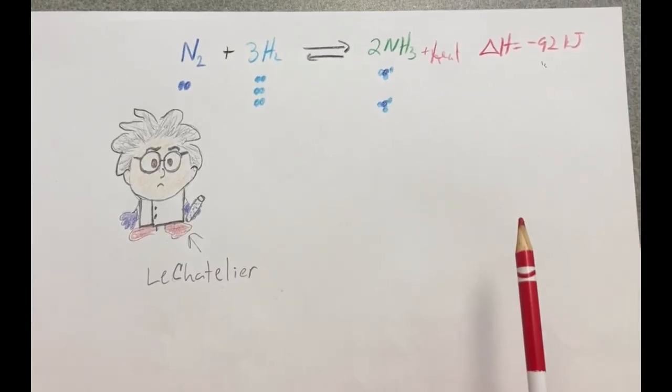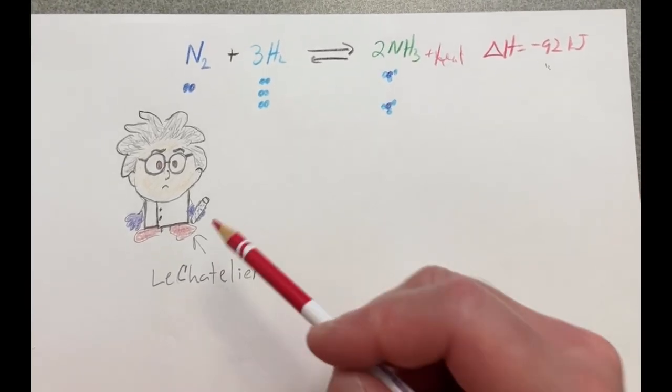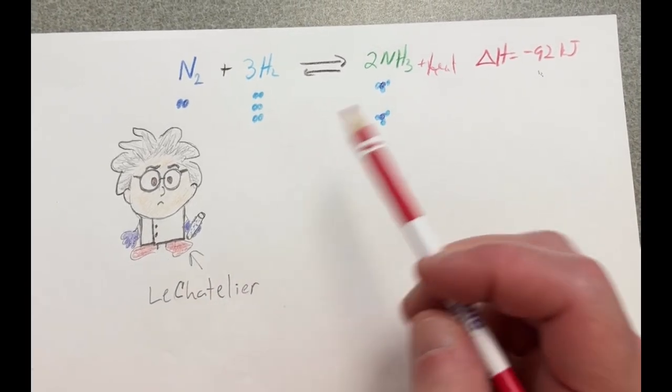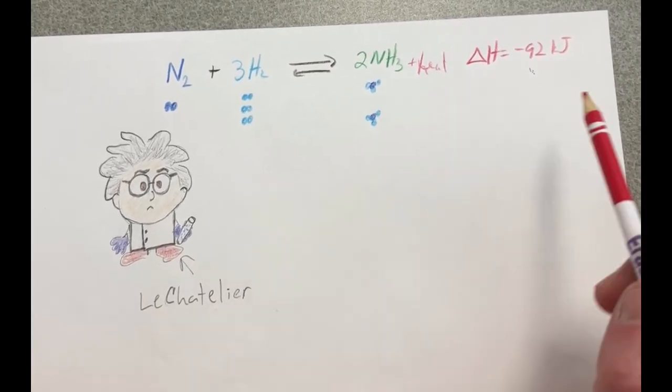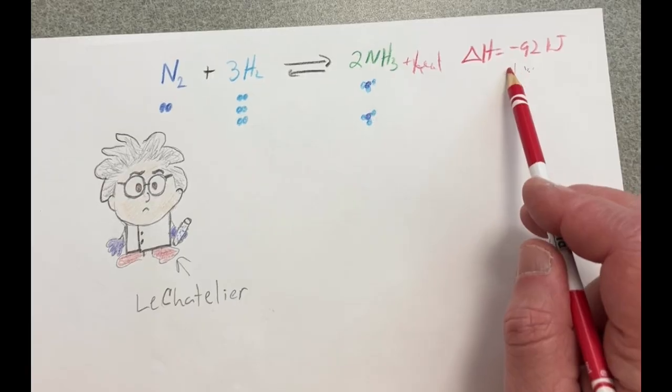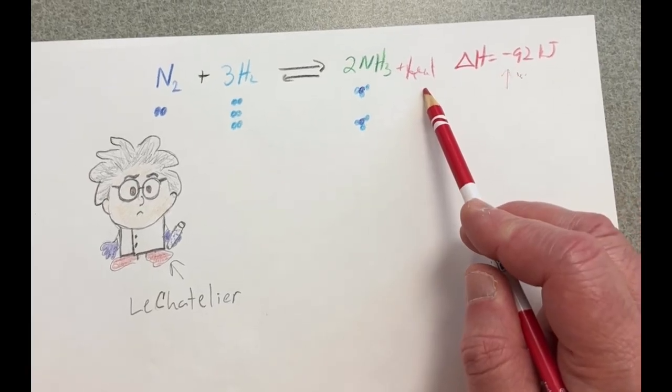Okay, so here's LeChatelier, and he is a persnickety guy, and he loves to keep things nice and balanced. So here is a reaction with nitrogen and hydrogen to make ammonia, and because there's a negative delta H, that means heat is released as a product.